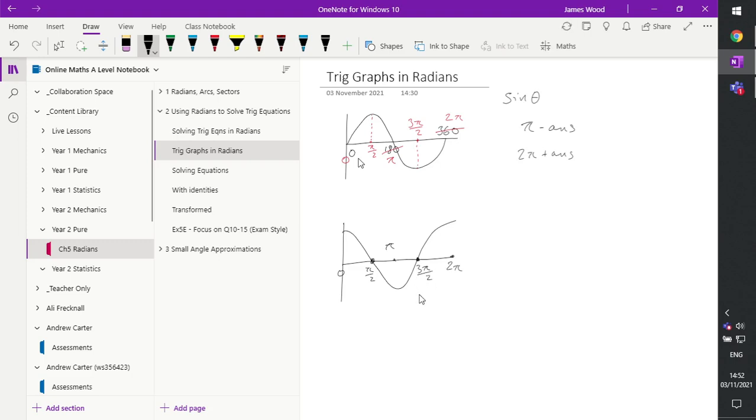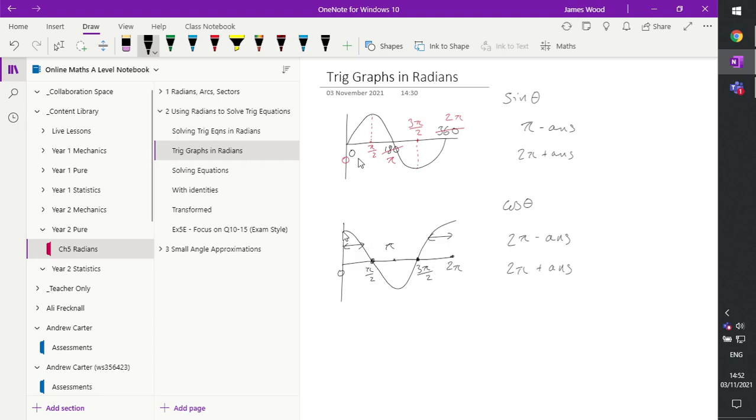Now, in terms of your rules for finding multiple answers here, this is for cosine theta. What we did in degrees was 360 minus our answer because we used this symmetry here and here. These were the same distance. So instead of doing 360 minus, we're going to do 2 pi minus our answer. And of course, we can add 360, or in this case, add 2 pi.